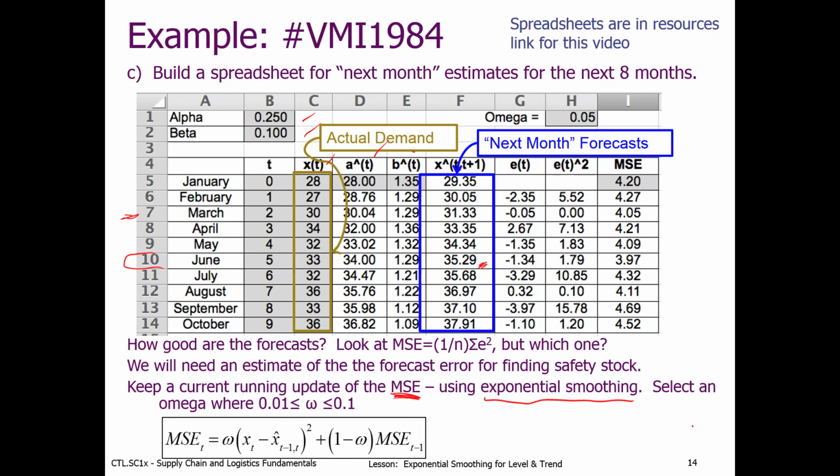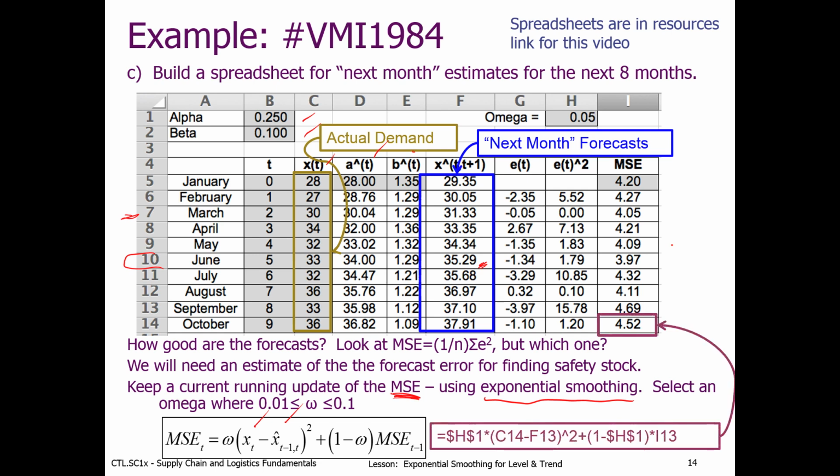And you guessed it, my mean square error in time t is going to be equal to omega times my most recent error, which is xt minus x hat t minus 1t, my most recent forecast. This is also known as the most recent error term. And I'm squaring that. So it's omega times the most recent error term squared, that's the new information, plus 1 minus omega times my most recent estimate of the mean square error.